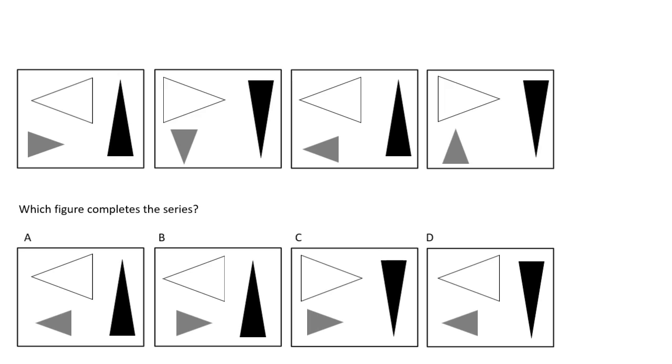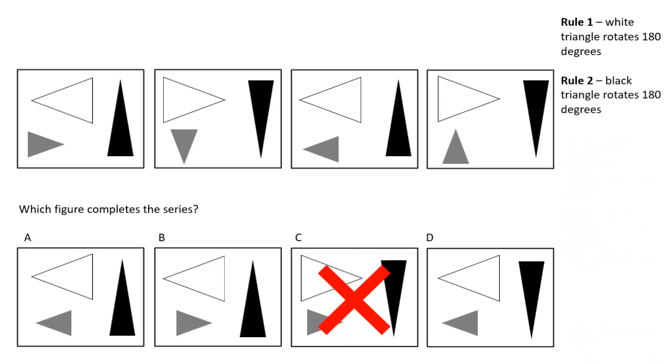Okay, so to answer this question, there are 3 rules that you need to be able to spot. The first is that the white triangle rotates 180 degrees. So in the next figure, the white triangle should be pointing to the left, so we can rule out C. The second rule is that the black triangle rotates 180 degrees. So in the next figure, the black triangle should be pointing upwards, so we can rule out D.